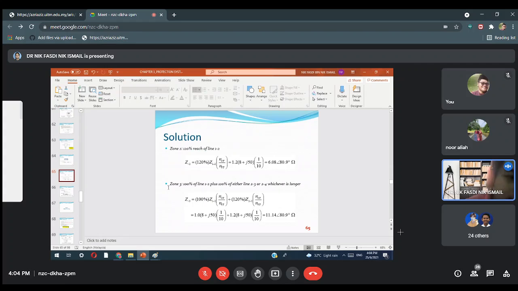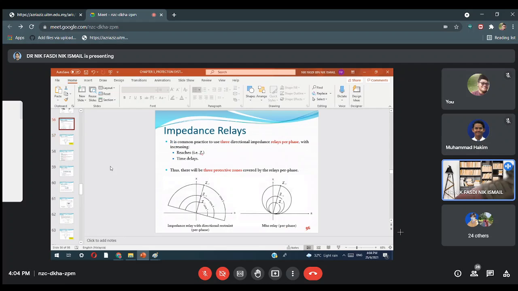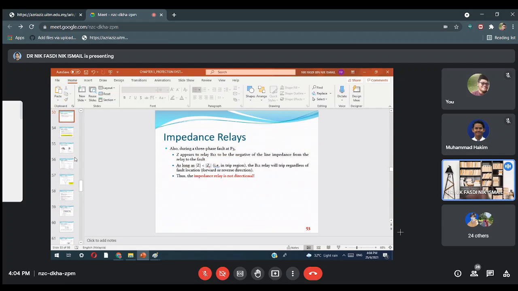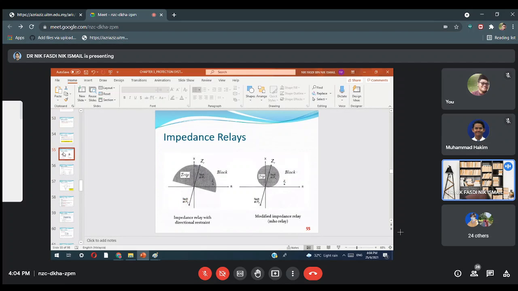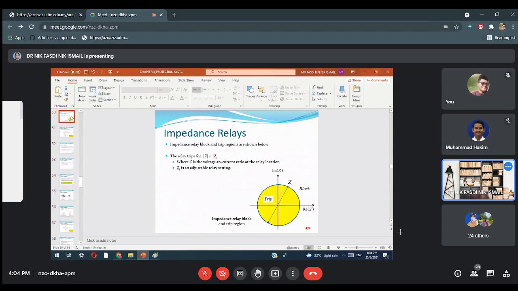Let me go back to the circuit diagram, because if I explain it straightforwardly, it may not be understood. We know that in order for the relay to trip, the impedance must be within the circle, within the Z reach. Otherwise, it will block, meaning the relay does not operate. So it is just in this area.